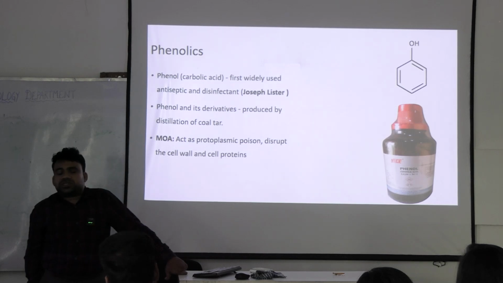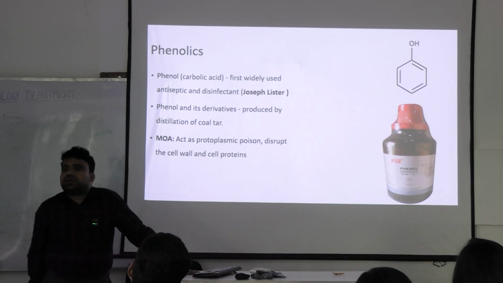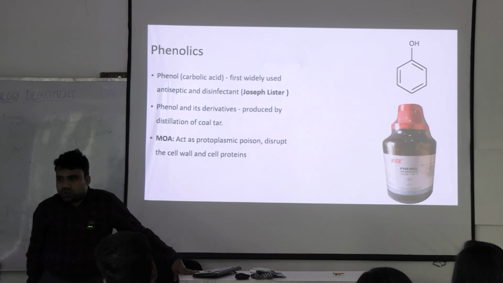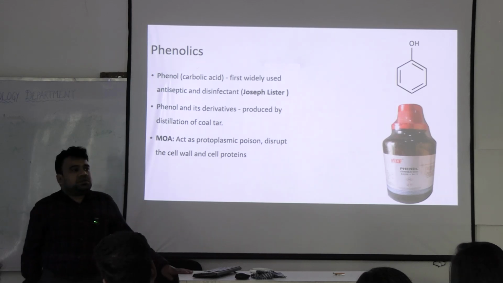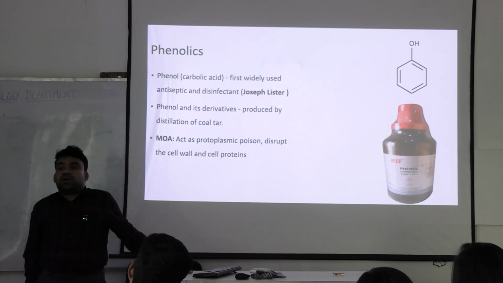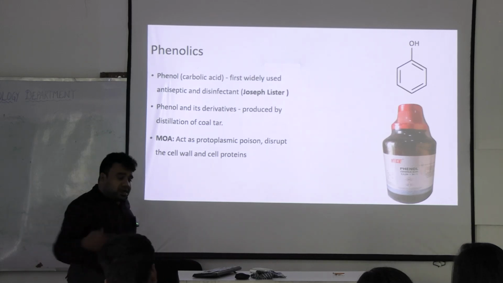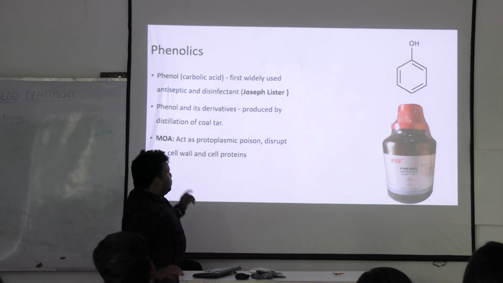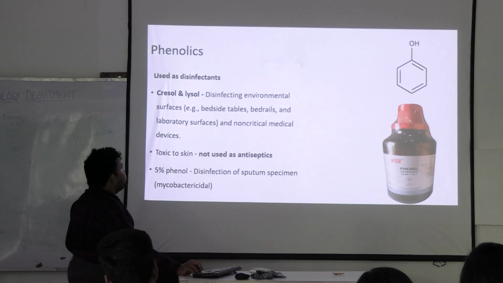So what will be the most important limiting factor over here? It's the concentration. A household cleaning agent may contain phenols, but at a very low concentration. But in the hospital setting, we need a higher concentration. Now, how does it act? It acts as a protoplasmic poison, disrupting the cell wall and cell proteins.